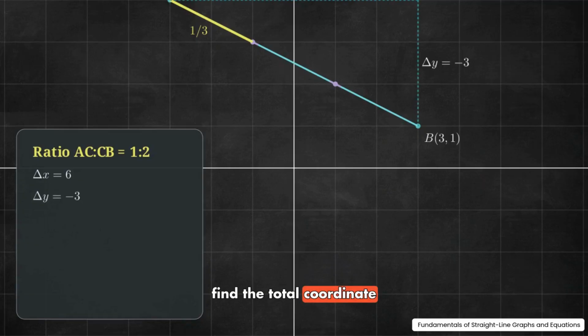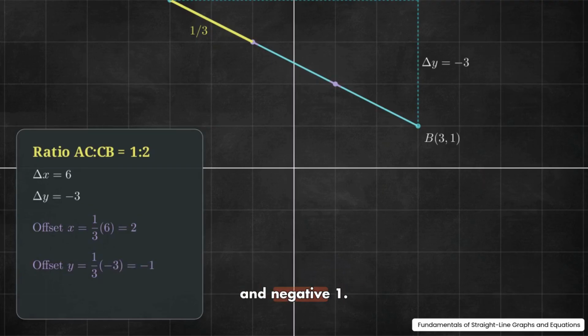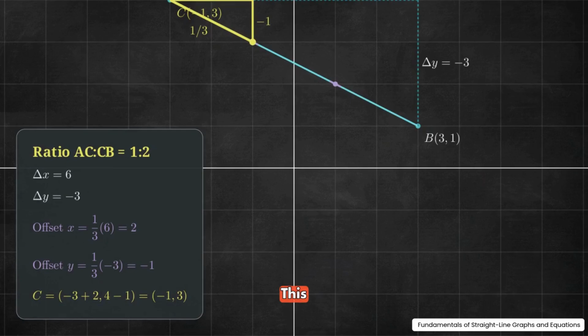We find the total coordinate differences first. The x distance is 6, and the y distance is -3. We multiply those differences by 1/3, which gives us 2 and -1. Adding those results to the starting coordinate of point A places point C exactly at -1, 3.